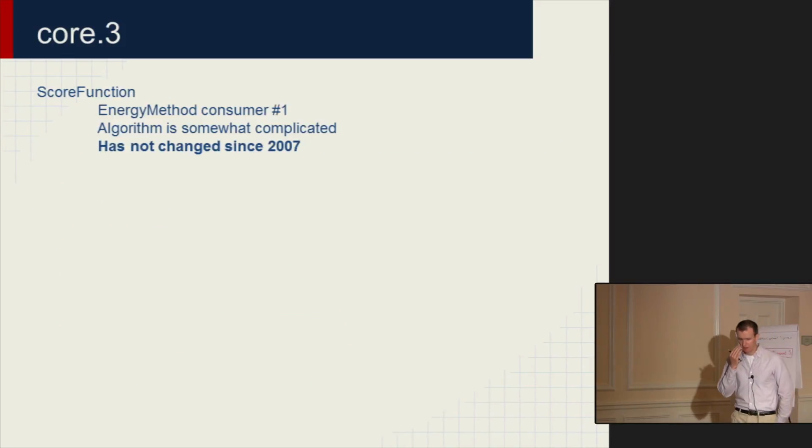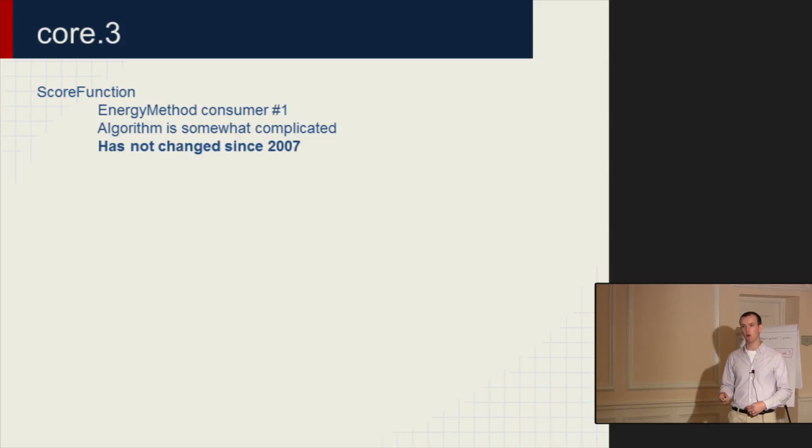Okay, so yeah. The point is that the score function is sort of energy method consumer number 1. You'll see the second one in just a bit. But it doesn't really care what term you're evaluating. You give it energy methods and a pose, and it will go and just calculate the scores. And the big advantage of this is that it's got a fairly complicated algorithm. I described it to you in the last lecture. I'm going to return to it in the next slide. But it's a little bit involved, right?